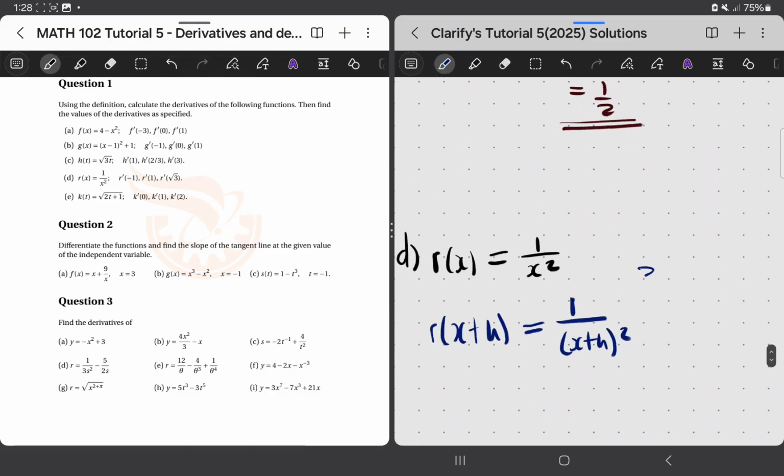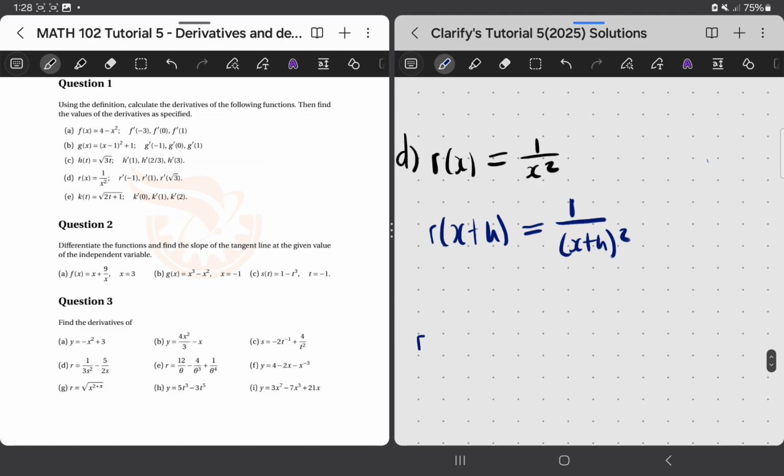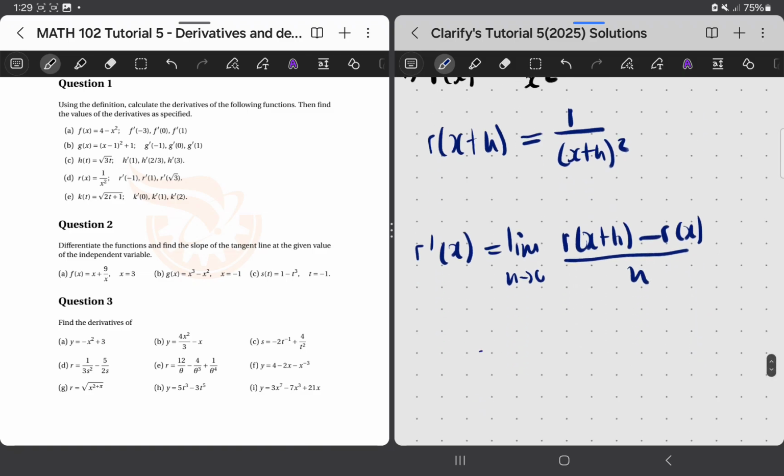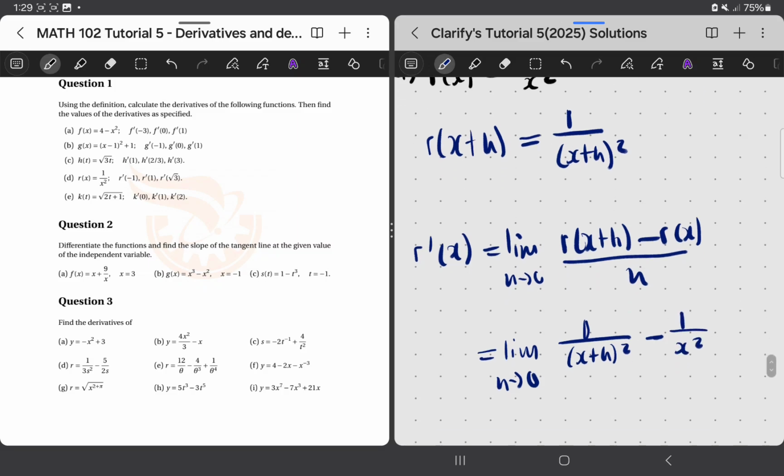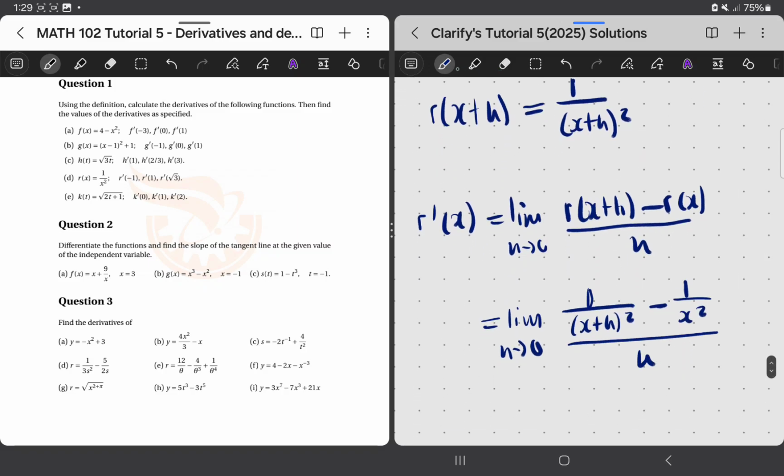Like we saw in the last one that we had a 3x. It should change to be a 3 of x plus h, okay? Both of them now. Now this is what happens. So then we can now say that r prime of x is going to be equal to the limit as h goes towards 0 of r of x plus h minus r of x all over h, okay? This is going to be equal to the limit as h goes to 0 of what is r of x plus h? 1 over x plus h all squared minus r of x. What is r of x? 1 over x squared. And it's all over h.